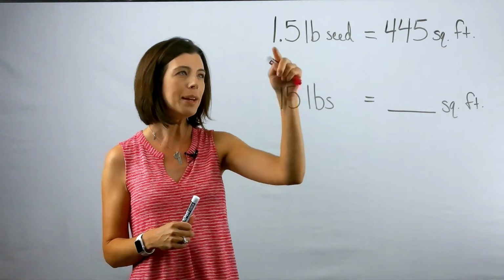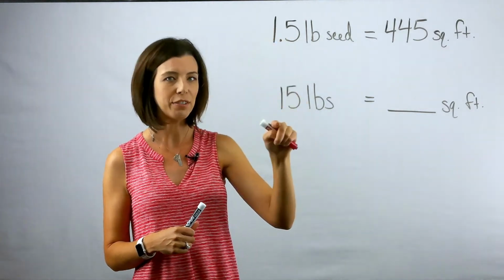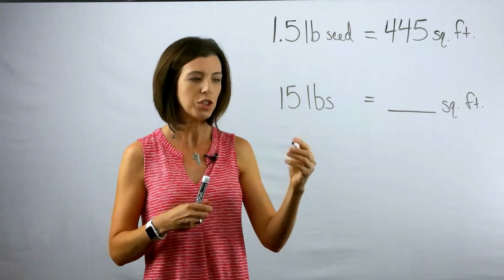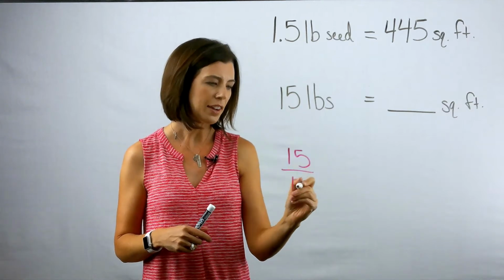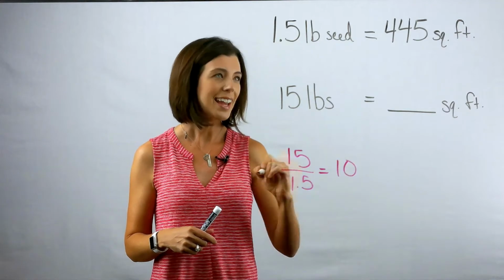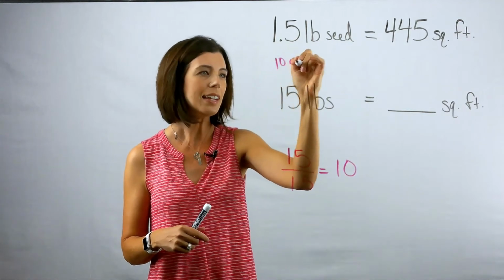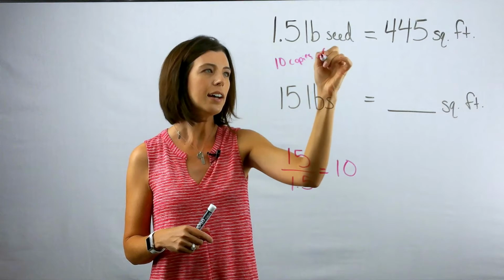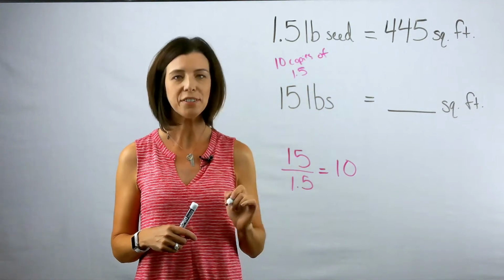Think about how many copies of 1.5 are in 15. And it might be helpful just to divide 15 divided by 1.5. And you will see that you have 10. So there are 10 copies of 1.5 in 15.